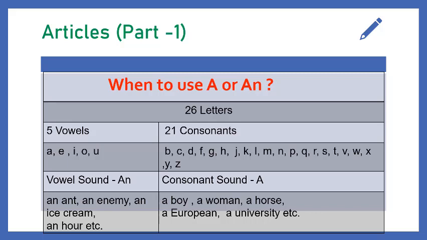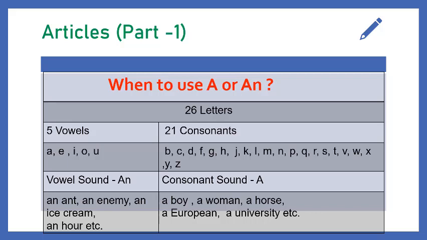Basically, there are 26 letters in English. Out of these, 5 are vowels. The vowels are A, E, I, O, U. And the rest 21 consonants are B, C, D, F, G, H, J, K, L, M, N, P, Q, R, S, T, V, W, X, Y, Z. If a word is beginning with a vowel sound, an is used, and if a word is beginning with a consonant sound, a is used. Please note, you have to check the vowel sounds and the consonant sounds.